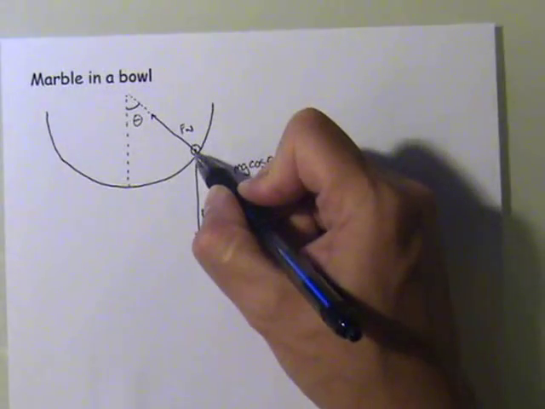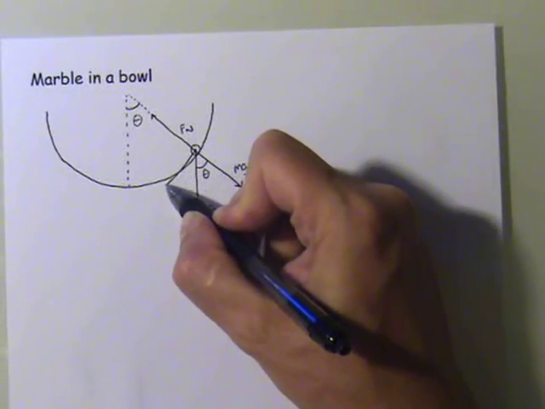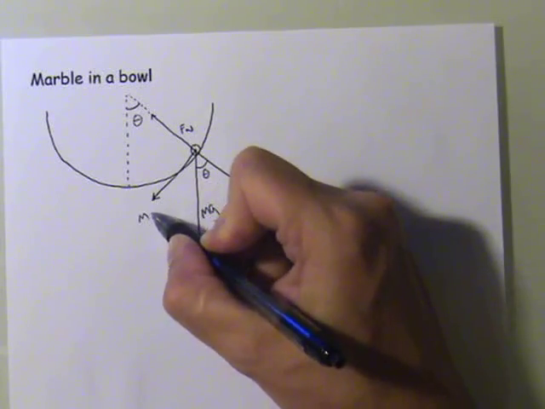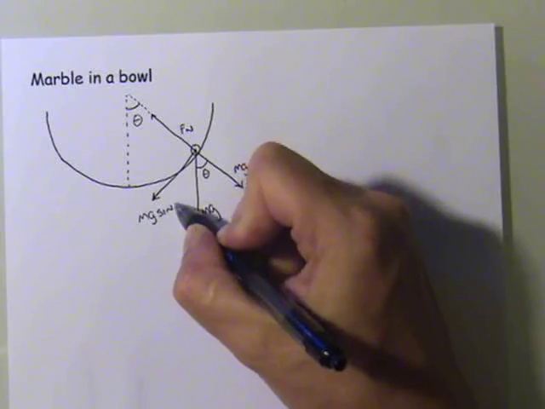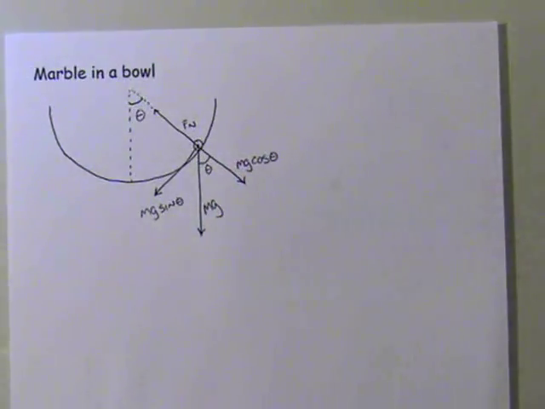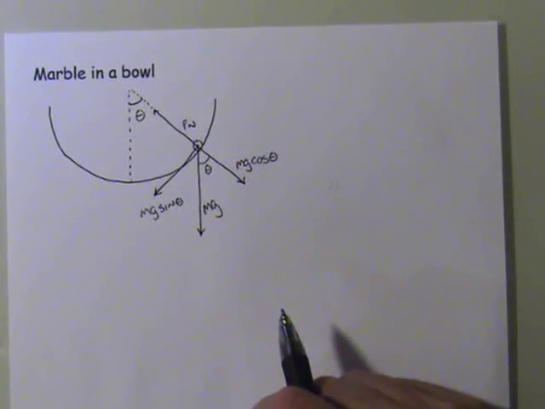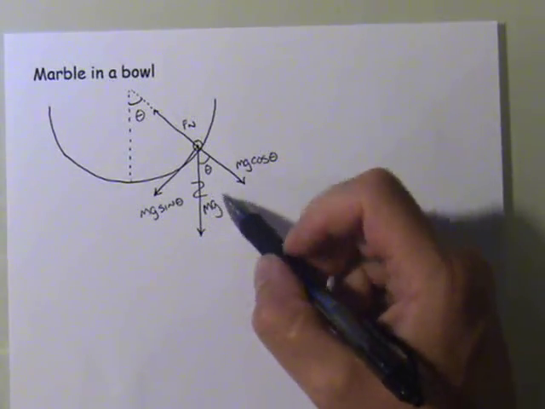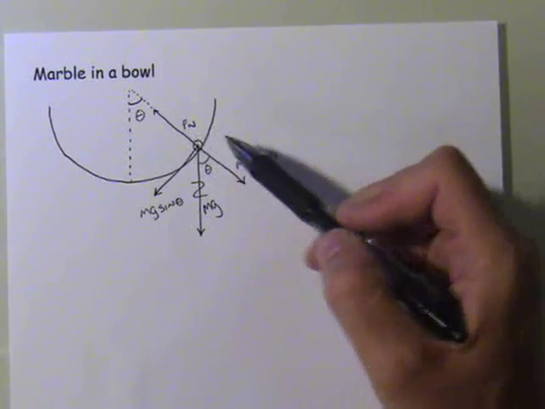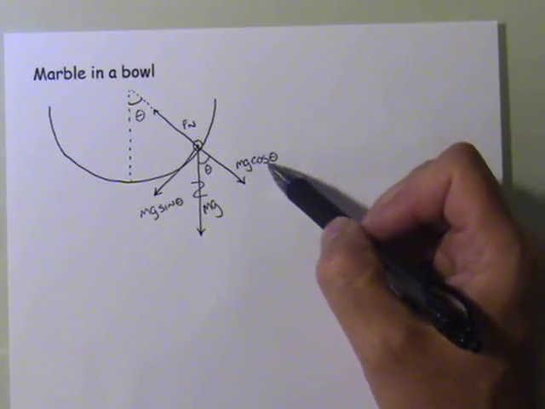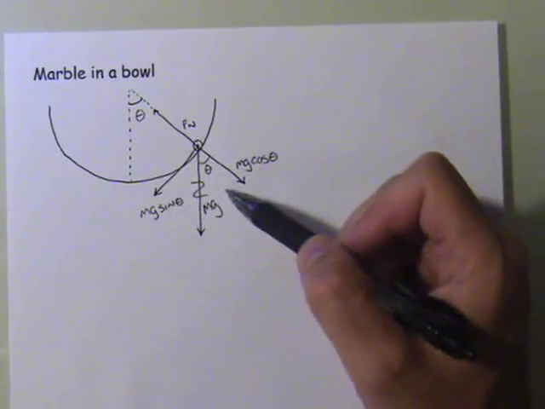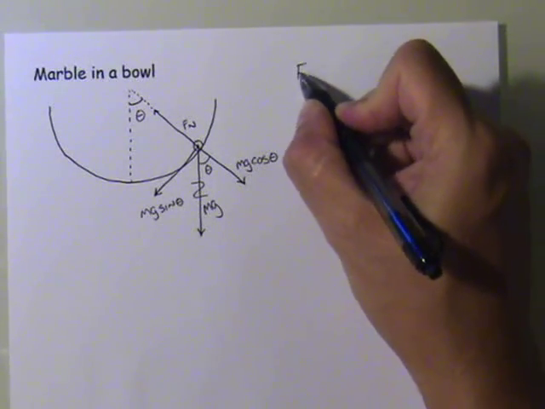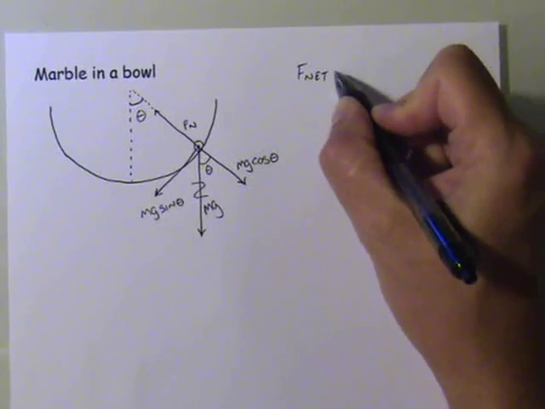That one's not going to be very interesting, but this one will be a little more useful, and this is the tangential component, and that's mg sine theta. Okay, so now at this point we don't need this, so we have essentially three forces: the normal force, the weight, the radial portion of the weight, mg cosine theta, and the tangential portion of the weight. So let's just take a look real quickly at the two net force equations.